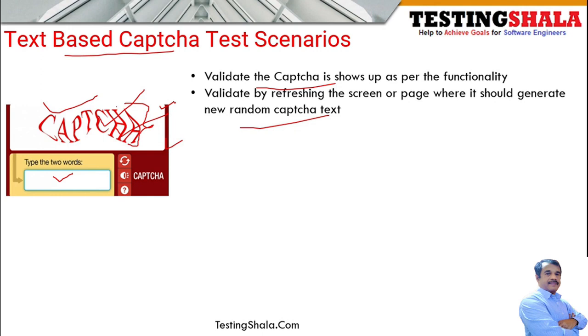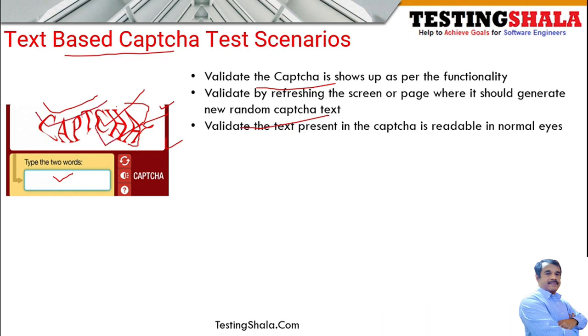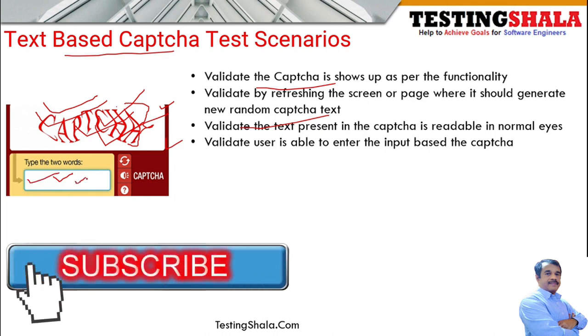Then the third scenario is whatever characters or text is being displayed here, it should be in a very readable format and you should be able to read it with normal eyes. And based on this text, the user should be able to enter it in this text field. You should validate this text field also as per the text field guidelines. I have already done a separate video on the text field. You can refer to that video.